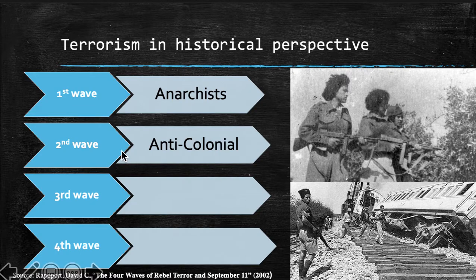This is also the period when the IRA emerged, which is actually one of the few organizations that has continued to survive through these different waves of history of terrorist organizations. This second anti-colonial wave ended around the 1960s.